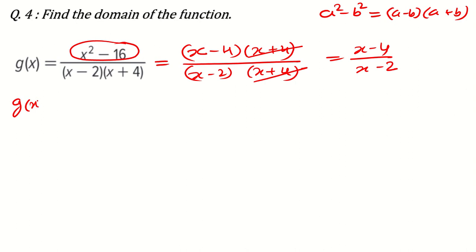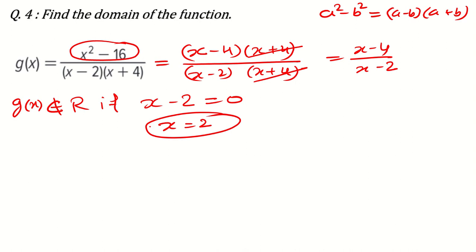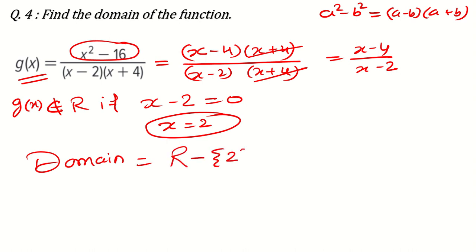So g(x) will not be defined if the denominator becomes 0. And if the denominator becomes 0, then what will you do here? x will be equal to 2. So we got one element for which the function will be undefined. So its domain will be equal to the set of all real numbers except 2. Like this you can solve the question.